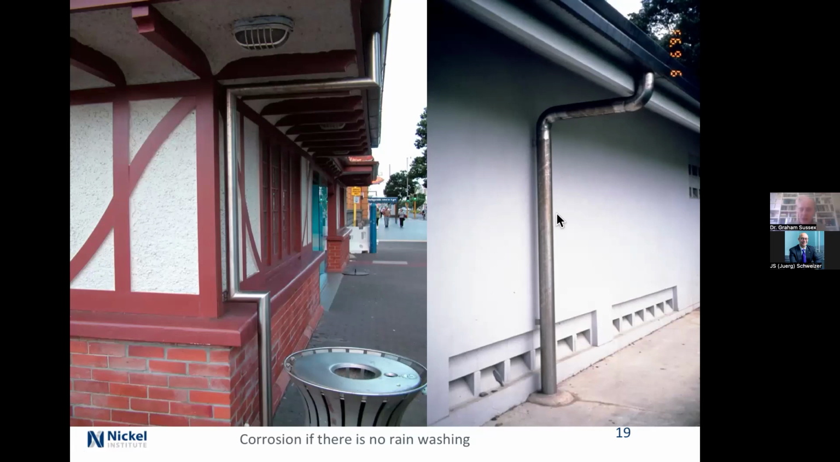Have a look down the vertical pipe, and you'll see up in the area near the top where it doesn't get rain washed it's quite corroded, whereas down the bottom where the rain gets in and washes it, it looks okay. On the left, we can see the horizontal bit, very sheltered, corroded. Down here and at the bottom, it looks fine.